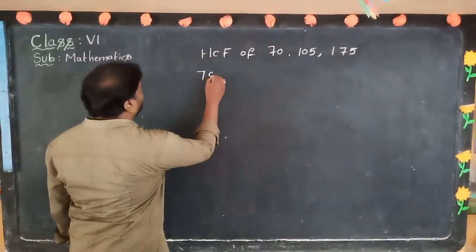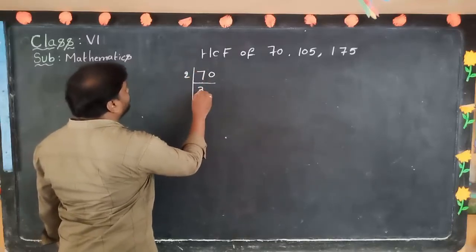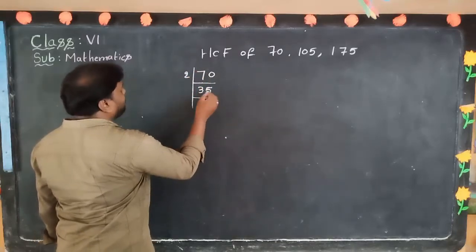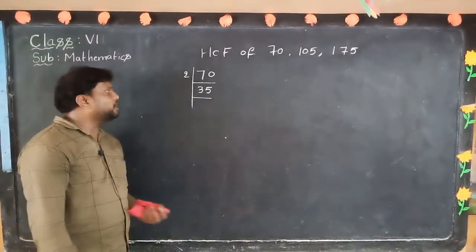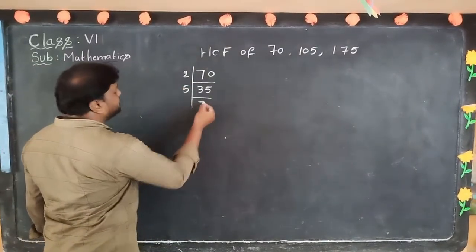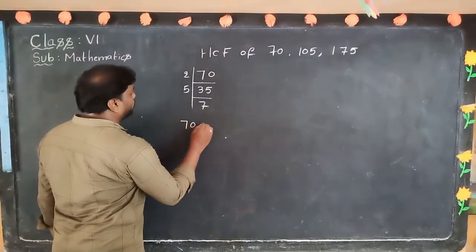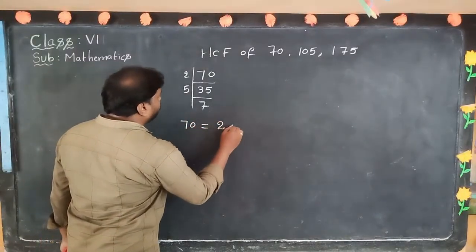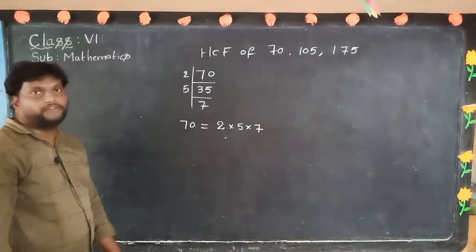First take 70. 2 times 35. Next, 35 is an odd number, not possible with 2. That's why we go to 3. 3 is also not possible. With 5 it is possible: 5 times 7. 7 is a prime number, that's why the process will end. 70 equals 2 into 5 into 7.